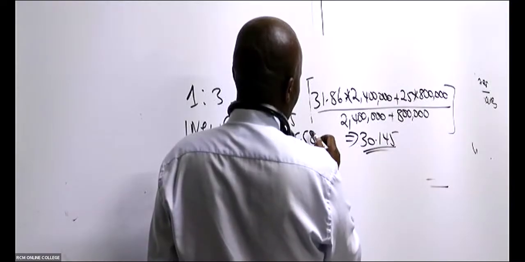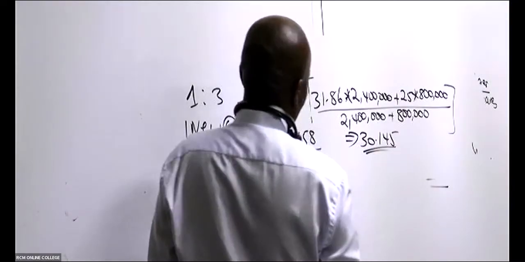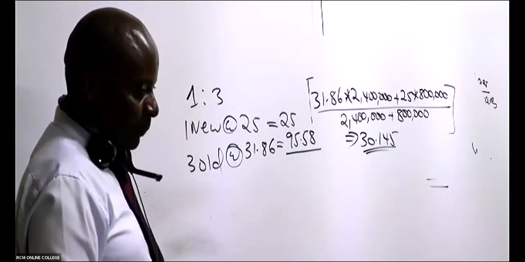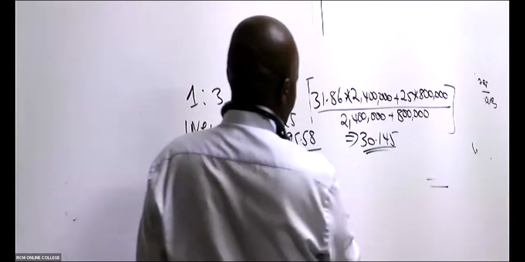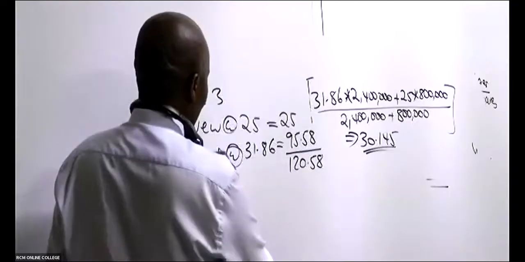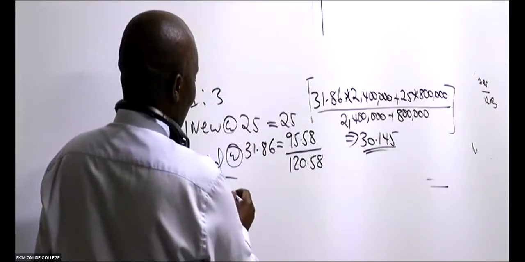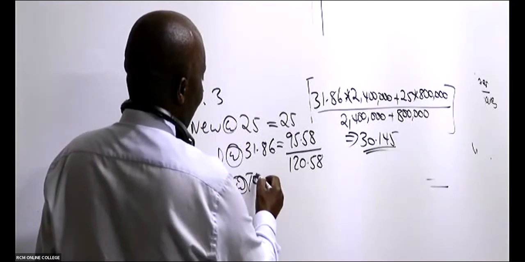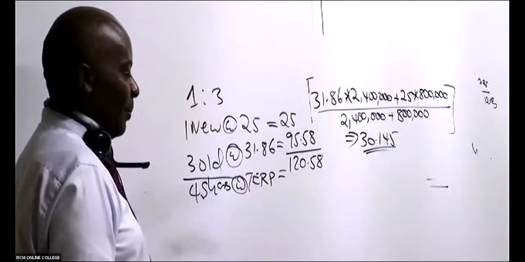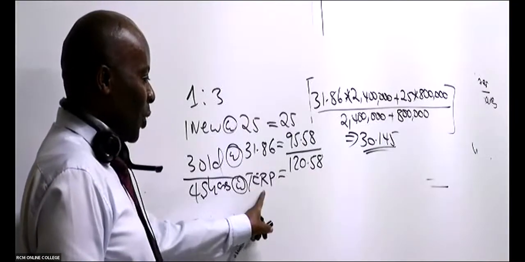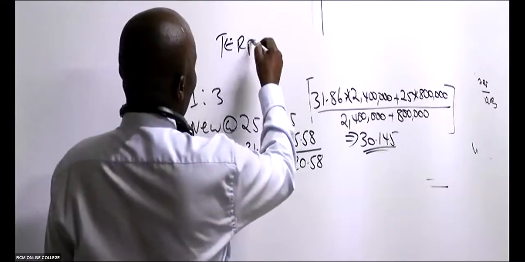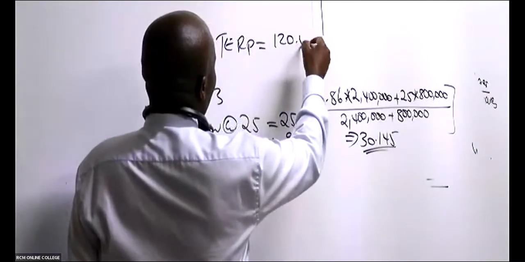95.58. Thank you. So total 25 plus that 95.58, 120.58. For how many shares? These are 4 shares at TERP. The price we'll get is what we call the theoretical X rights price. So meaning that the TERP, if you make the subject of the formula, it will be 120.58.